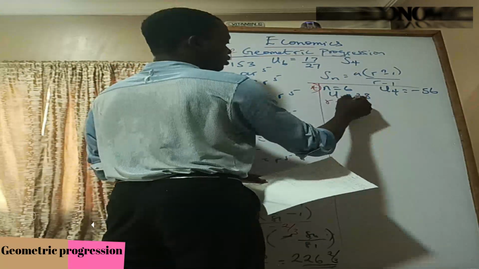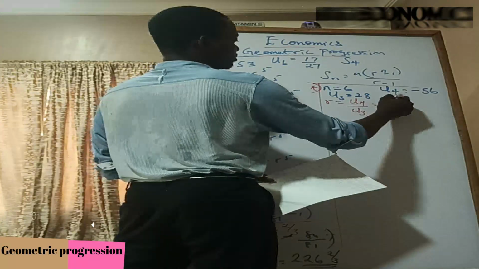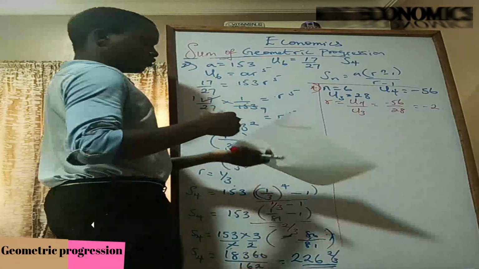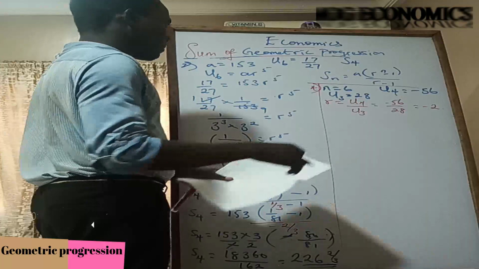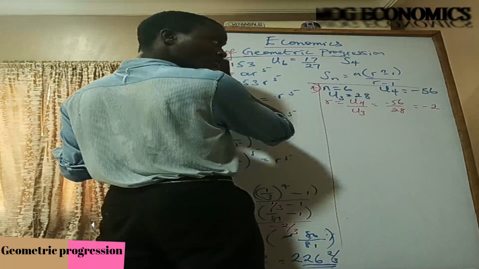The common ratio is just going to be U4 over the one that comes immediately before it, U3. Minus 56 divided by 28 equals minus 2. All right, so how do we find the first term? We already know the fourth term, U4.